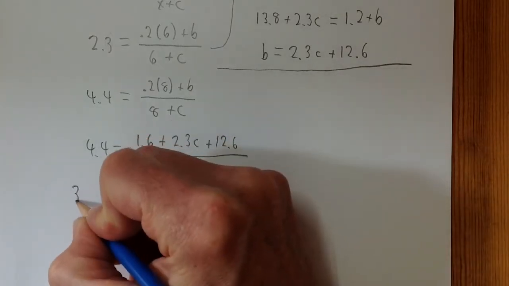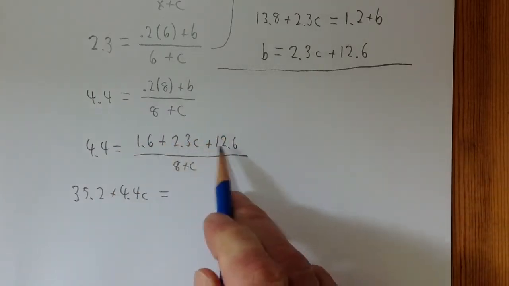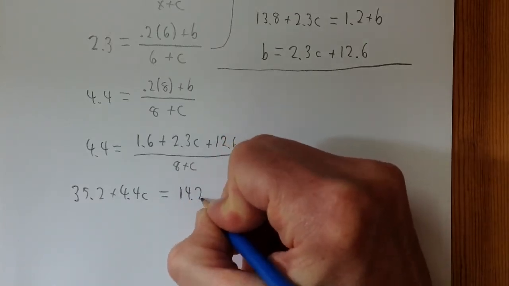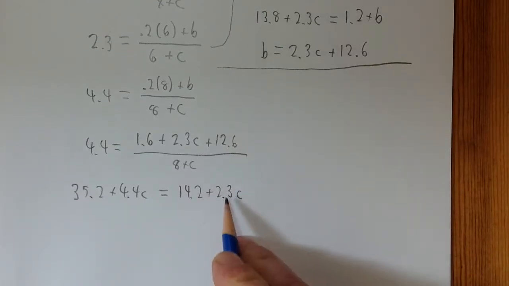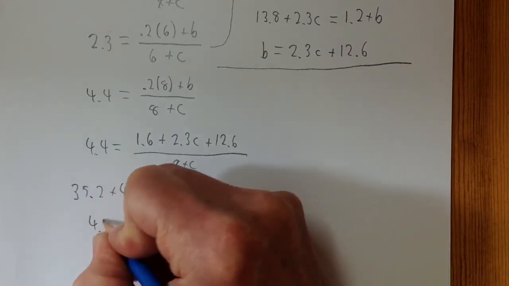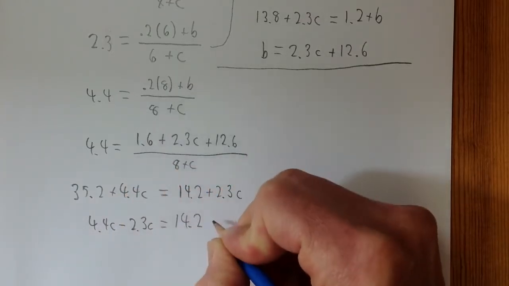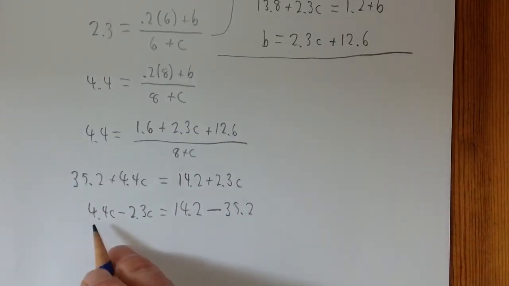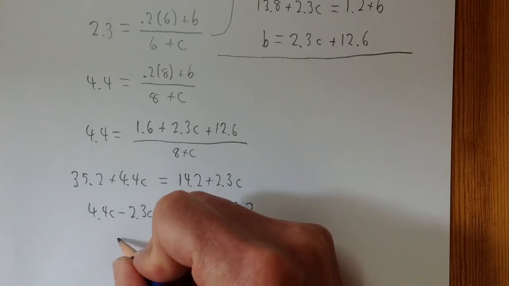So 8 times that is 35.2 plus 4.4c is equal to, let's see, we can add the 1.6 and the 12.6 together. That's 14.2 plus 2.3c. Okay, let's put the c's over here and those numbers over there. So we have 4.4c minus 2.3c equals 14.2 minus 35.2. 4.4 minus 2.3 is 2.1. Yes, I think that's right.